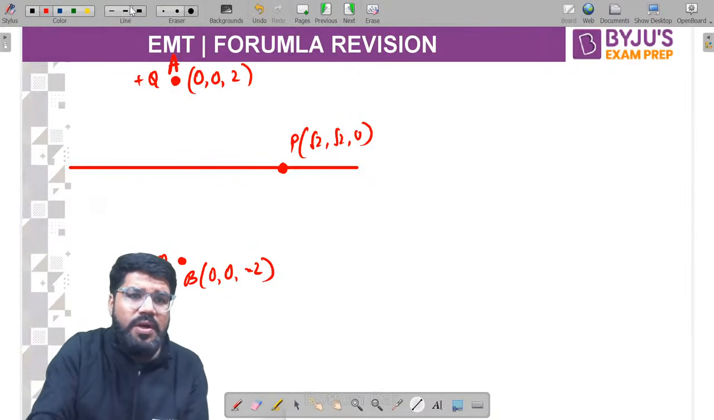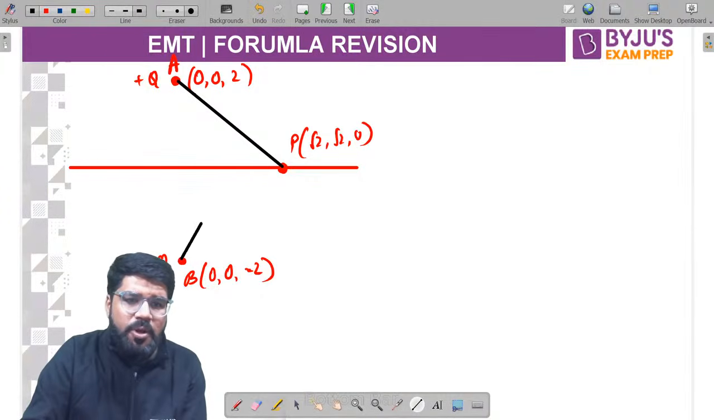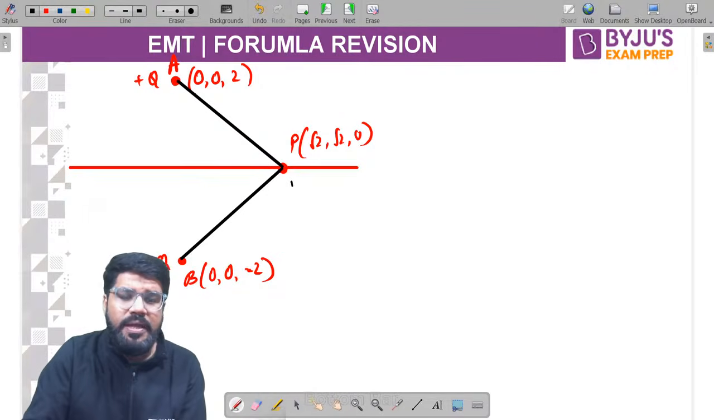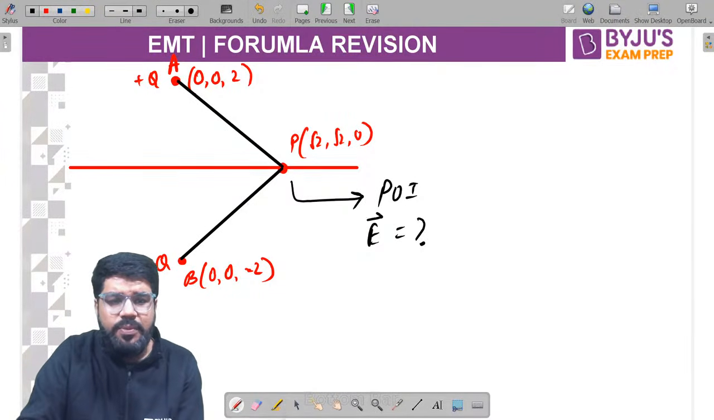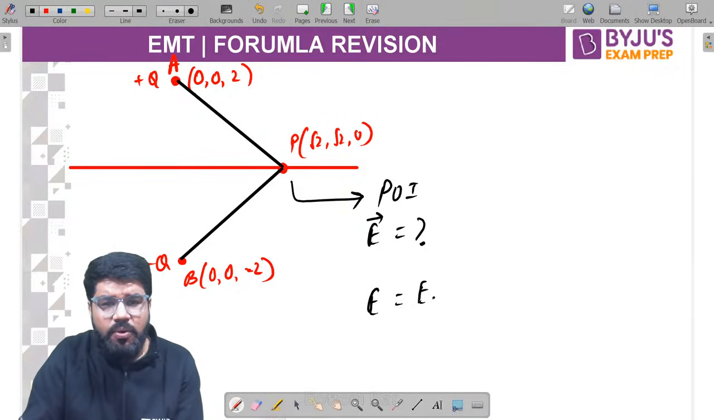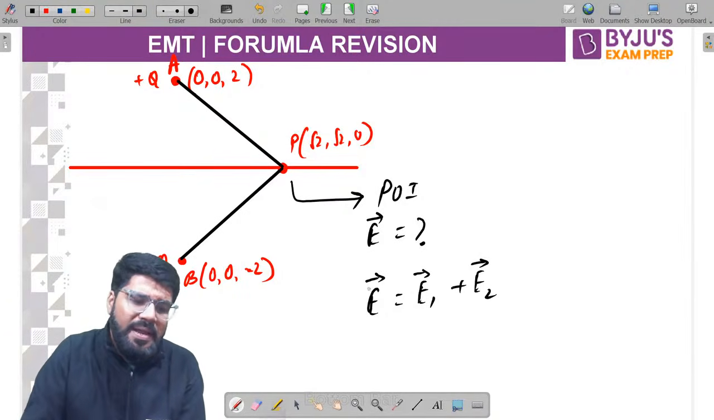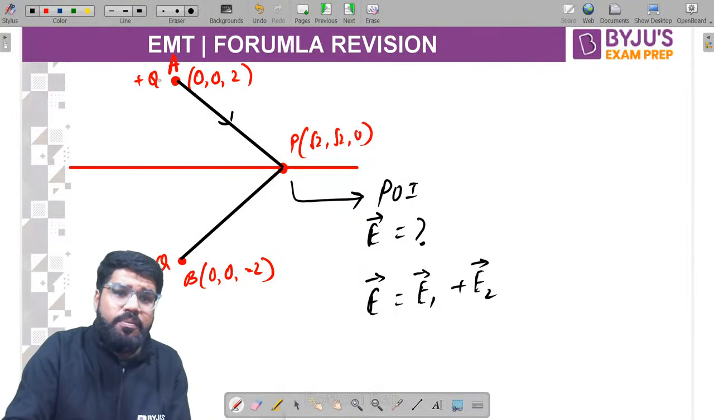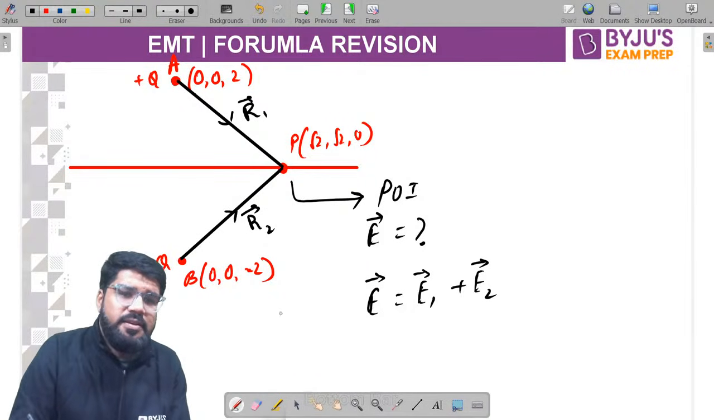We need to calculate the electric field at the point P. So the electric field at the point P will be obtained as the vector sum of the electric field due to the charge plus Q and due to the charge minus Q. Let us calculate the electric field as E1 plus E2. And to calculate electric field, we need it in vector form. So what is the vector from the source to the point of observation? Let's say this is the vector R1. What is the vector from the second source to the point of observation? Let's say that is the vector R2.